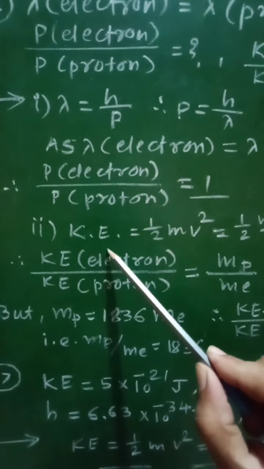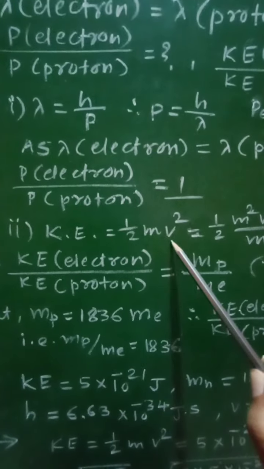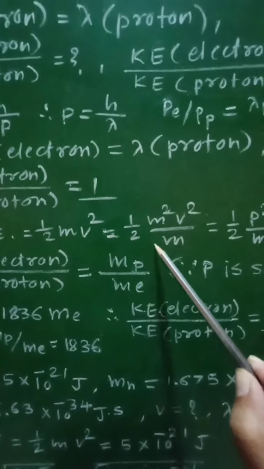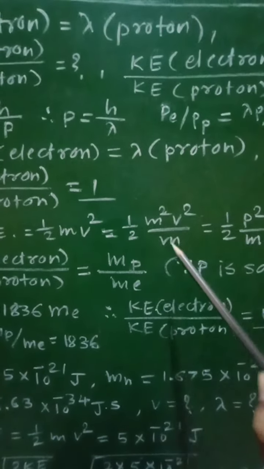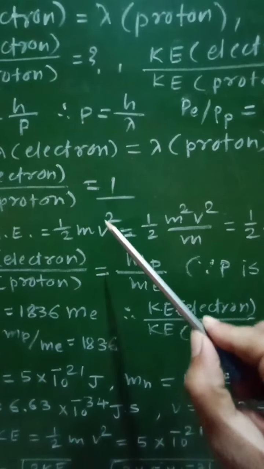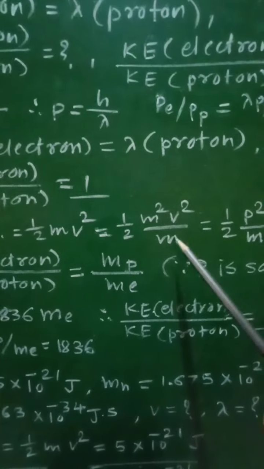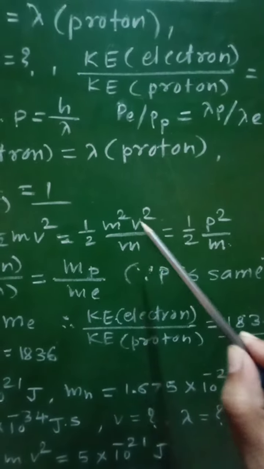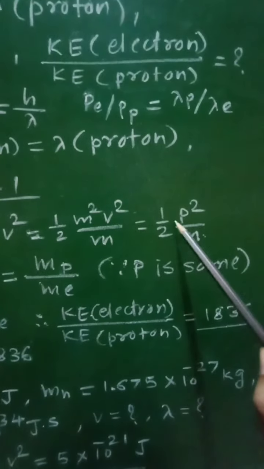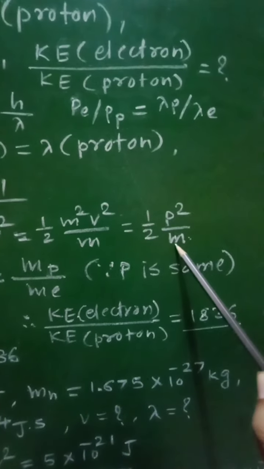For kinetic energy, we know the relation K is equal to half m v square. It can be written as half m square v square upon m, multiplying and dividing the right side by m. But m square v square is equal to p square, and therefore we get kinetic energy equal to half p square by m.